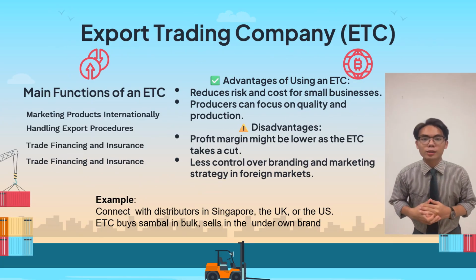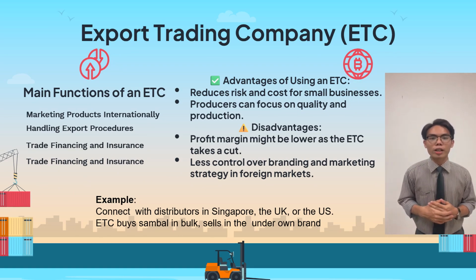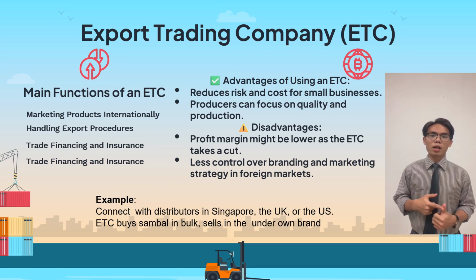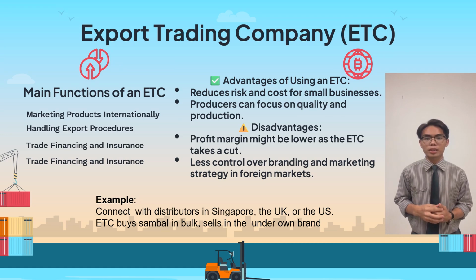Okay, next we have the Export Trading Company or ETC. And ETC is more involved in the trade itself. It typically buys product in bulk from producer and sells them under its own brand in international markets. The main functions of an ETC include international marketing, handling export procedure, and providing trade financing and insurance. The advantages of using an ETC are that it reduces both risk and cost for small business, allowing producers to focus more on the quality and production side of things.